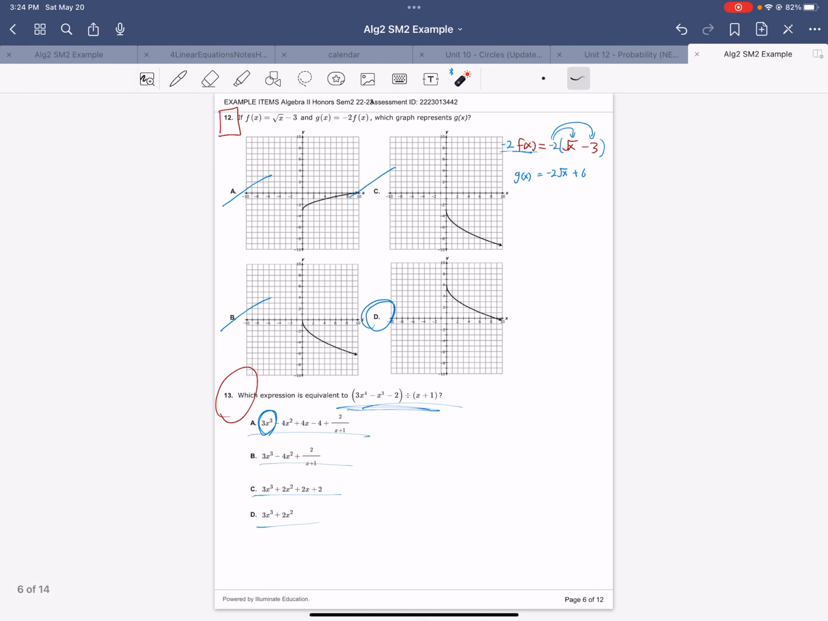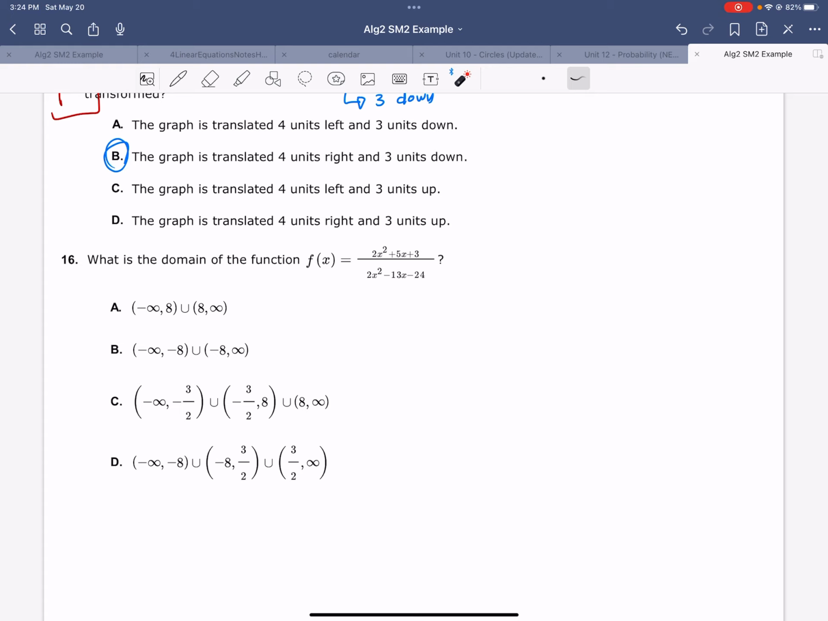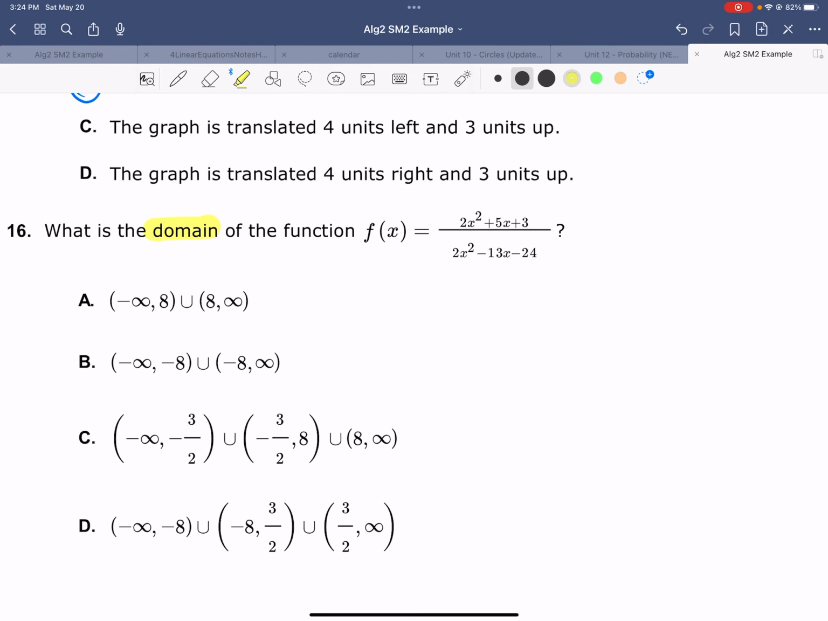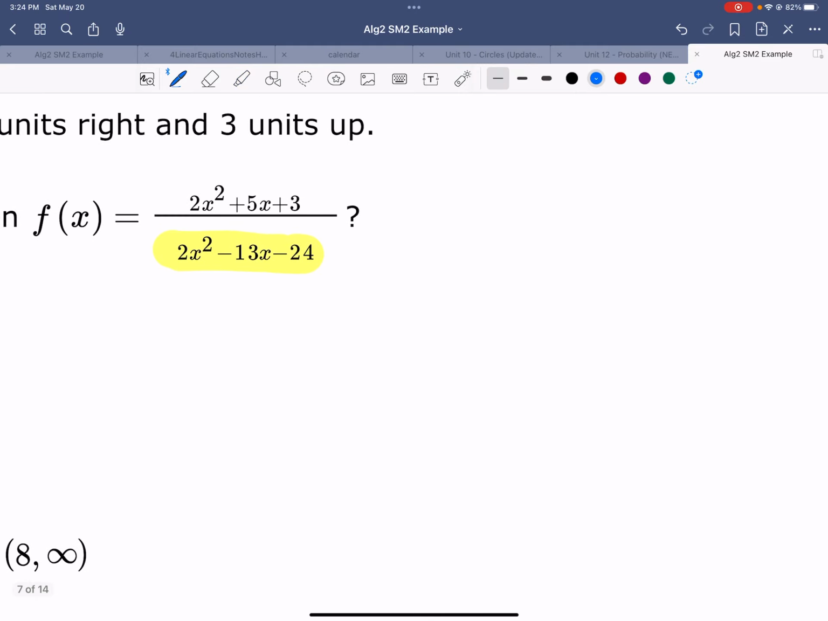What's another question that we have to do by hand? Let's see. Question number 16. It says find the domain of this, right? So you're going to have questions like this. In that case, domain means you have to factor the bottom. Remember how to factor this one. It's going to be 2x squared minus 13x minus 24.